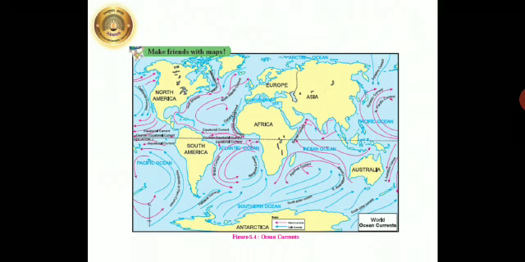So in your notebook you are going to write down the names of the cold currents and the names of the warm currents. While writing these currents, write down the names of the cold currents using a blue colored pen, blue ink, whereas using a red ink, write down the names of the warm currents.